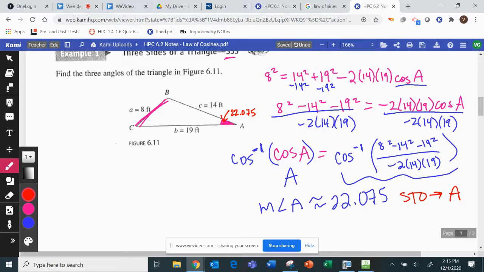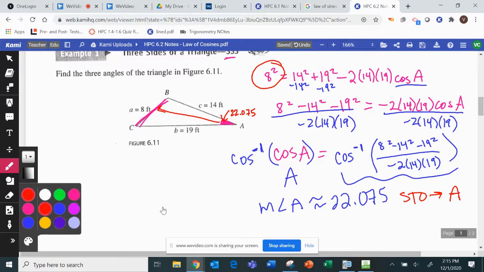I could do law of sines if I want, because now I have an angle and its opposite. So I could do law of sines. Or I could just do law of cosines again, but choose a different number to start. And that's what I did for my example, because I can just copy and paste the question on my calculator and just change a couple numbers. So that's what I did, but you can use whatever method you choose.